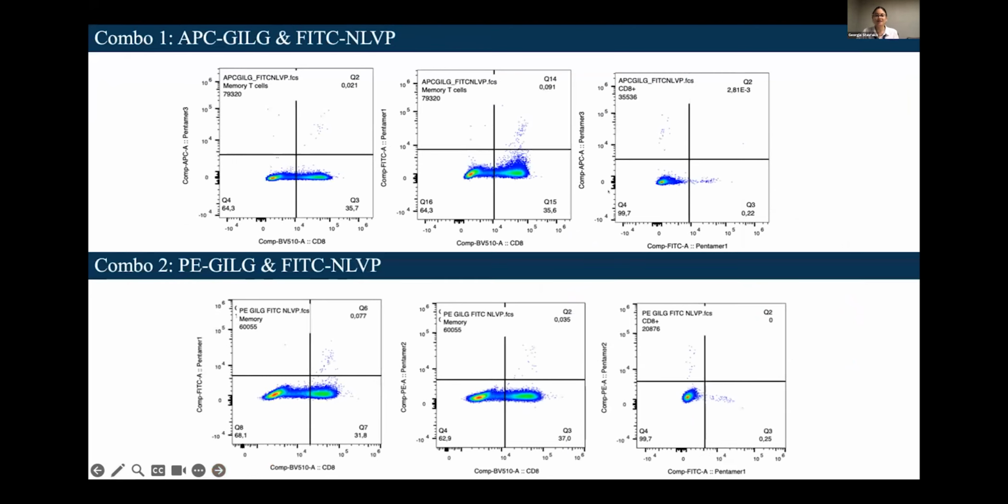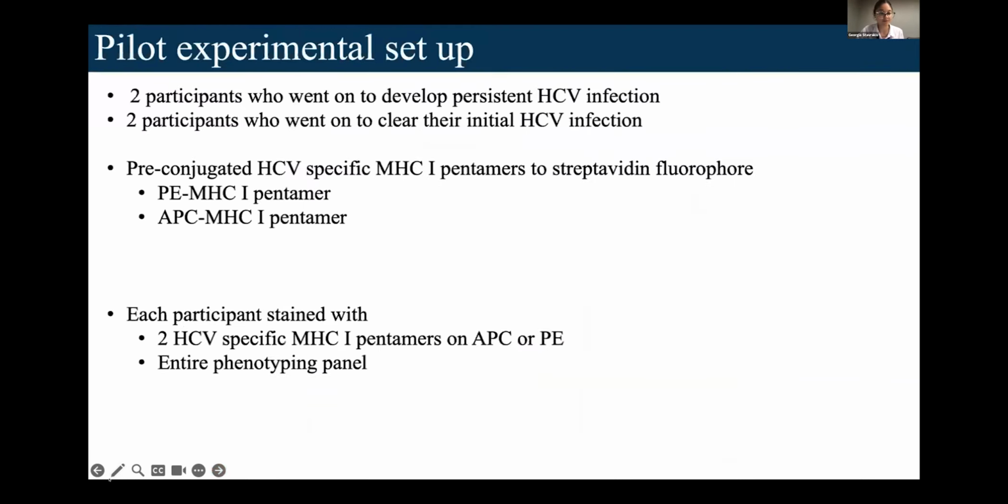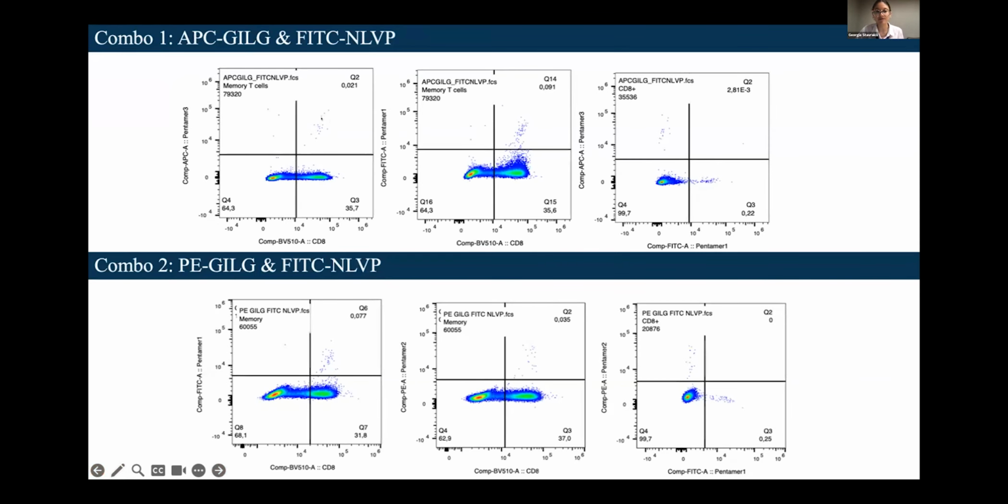And so I'll just go over these top panels here for the sake of time, since the bottom is essentially the same thing, but with PE. So we can see that on APC, we have our flu-specific epitope. On FITC, we have our CMV-specific epitope. And then if we gate on our CD8 positive T cells and look at APC versus FITC, we can see that those are 2 discrete populations. So our pre-conjugation can pull out 2 discrete populations in the same well.